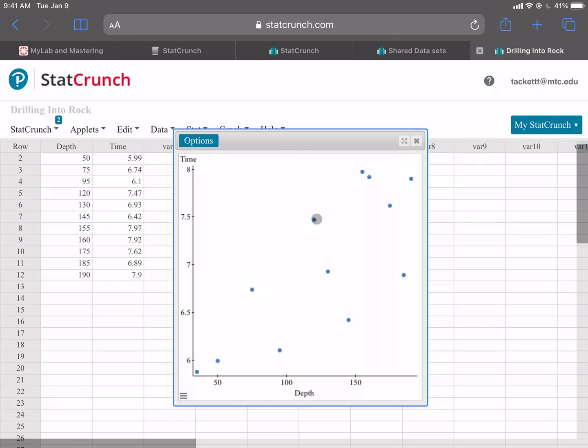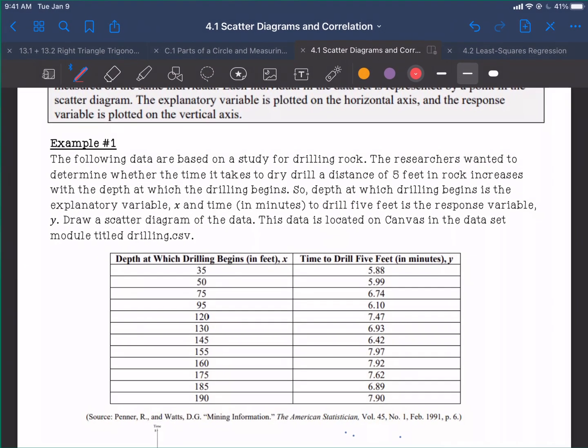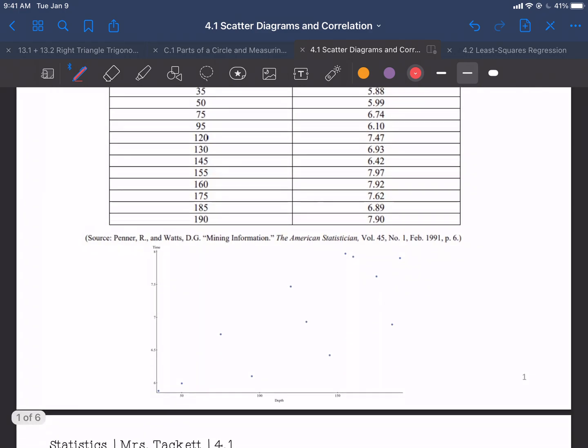So you can see here, it's kind of nice. If you hover over it, it tells you that's the data point. So when the depth was 120, the time was 7.47. And you can do that with all of these data points. Okay, so it's just taking your depth and your time and making it like an ordered pair x, comma, y, and plotting those. So you can notice there's kind of like a positive trend here. As depth increases, so does the time, which makes sense. So that is what we have for what that scatter plot looks like.